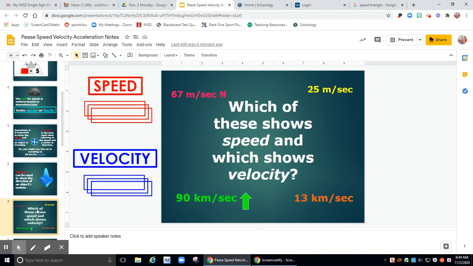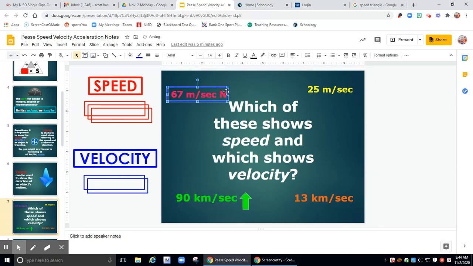So if we look at this page right here, it says which of these shows speed and which shows velocity. The easy thing to remember is anytime there is a direction, then that's going to be velocity. Anytime there is not a direction, then that's going to be speed. So if we look at 67 meters per second N, N is referring to north. So that means that this would be a velocity. 25 meters per second, there is no direction. So that means this would be a speed.